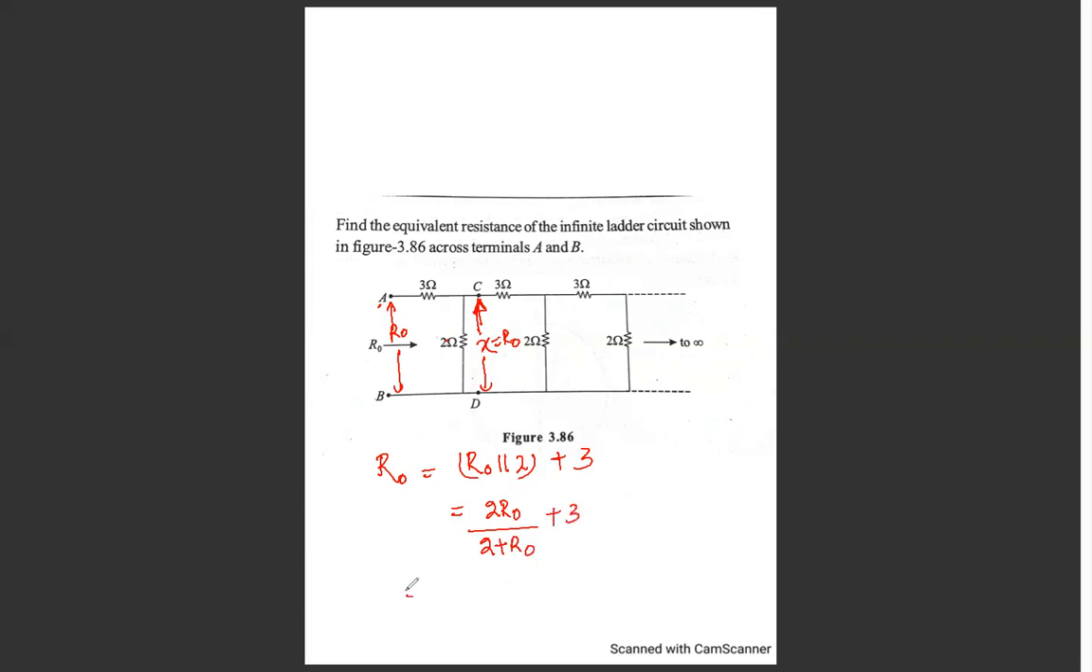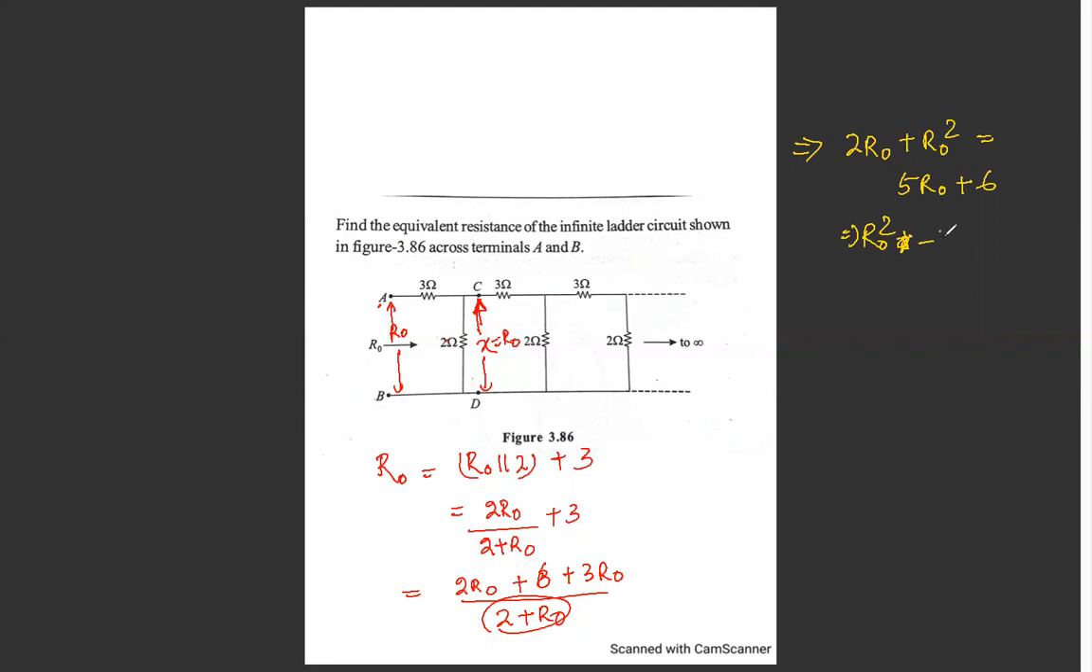So let's solve it. We are going to get here 2 R naught plus 3 times 2 is 6 plus 3 R naught, divided by 2 plus R naught. We can cross multiply it. If we cross multiply it, here we are going to get 2 R naught plus R naught square is equal to 5 R naught plus 6. So finally we are going to get R naught square, and this 5 R naught I am taking to the left hand side of the equation. This is coming as minus 3 R naught minus 6 is equal to 0.